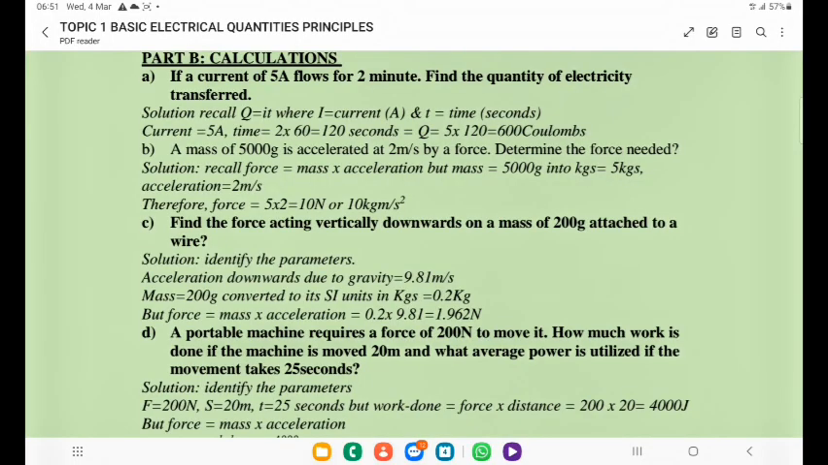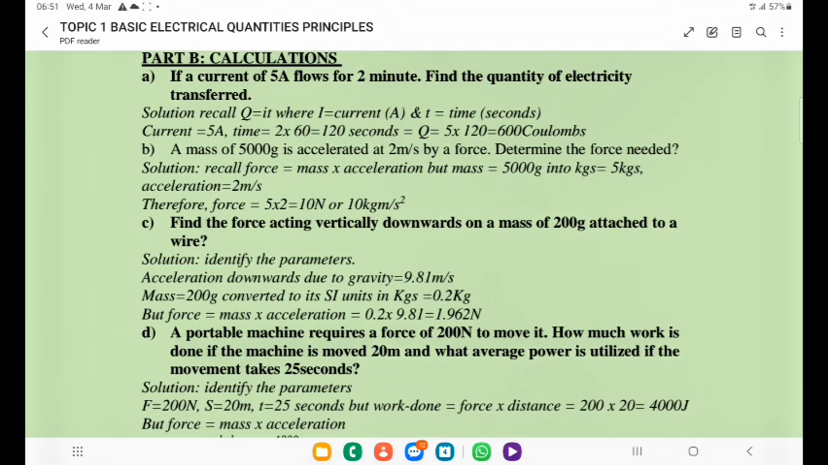So the calculations here, we have: if a current of 5 amperes flows for 2 minutes, find the quantity of electricity transferred. So you'll have to recall that Q equals IT from that formula. You have been given current as 5 amperes and time as 2 minutes. So converting the time into seconds and substituting into the formula Q equals IT, you find that 5 times 120 equals 600 coulombs. So you'll have already gotten the charge, because the quantity of electricity transferred represents the charge. That is the definition of charge.